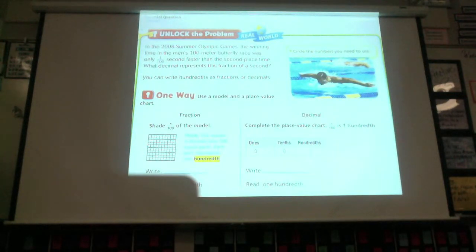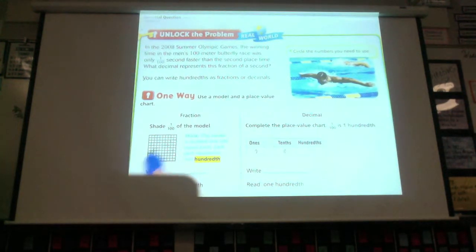In the 2008 Summer Olympics Games, the winning team in the men's 100-meter butterfly race was only 1/100th of a second faster than the second-place time. What decimal represents this fraction of a second? You can write hundredths as a fraction or a decimal, and here is one way to do it with a model.